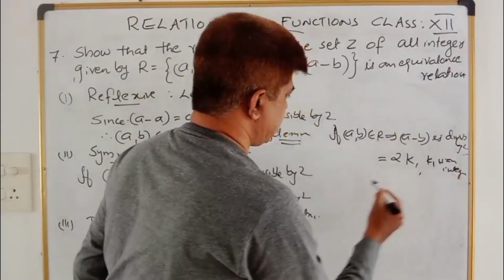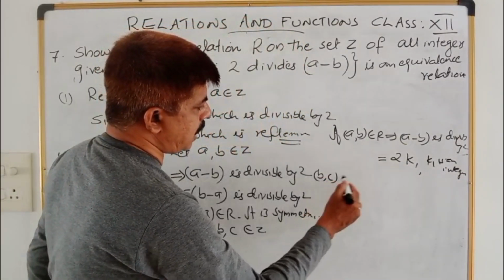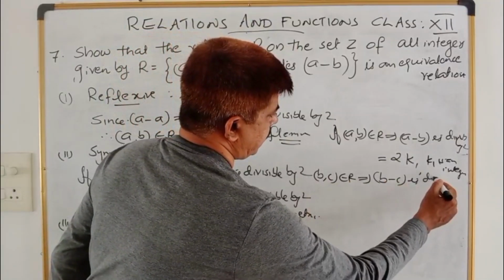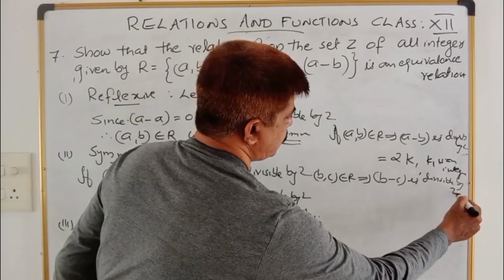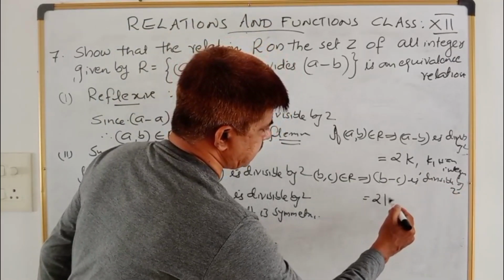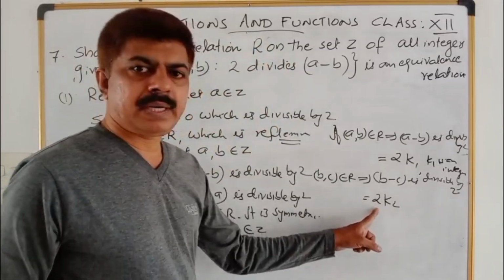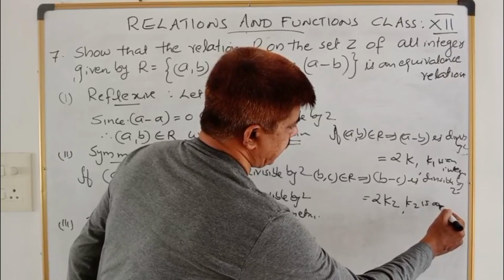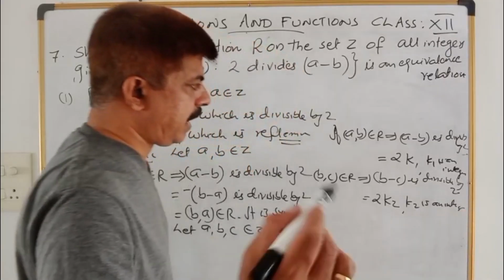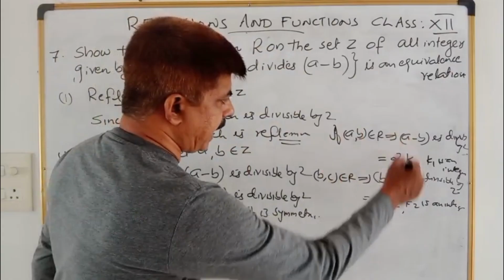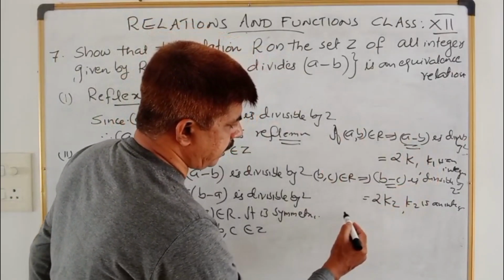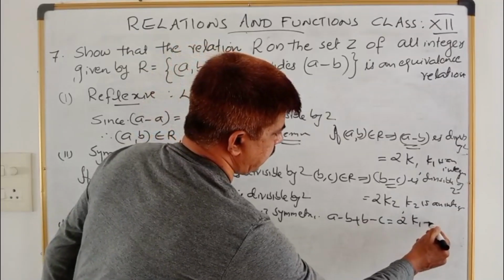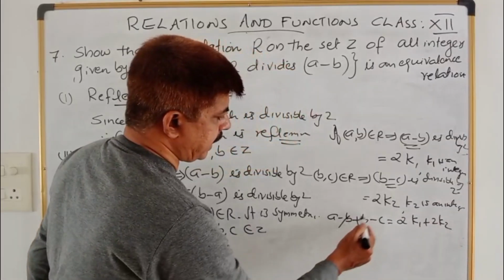Now (B, C) belongs to R, what does it mean? B minus C is divisible by 2. It can be written as 2 into any integer, since it is divisible by 2, it is a multiple of 2. So 2 into k2, where k2 is an integer. Now we have to prove that (A, C) belongs to R. So we should add this one and this one. A minus B plus B minus C is equal to 2k1 plus 2k2. Minus B cancels.